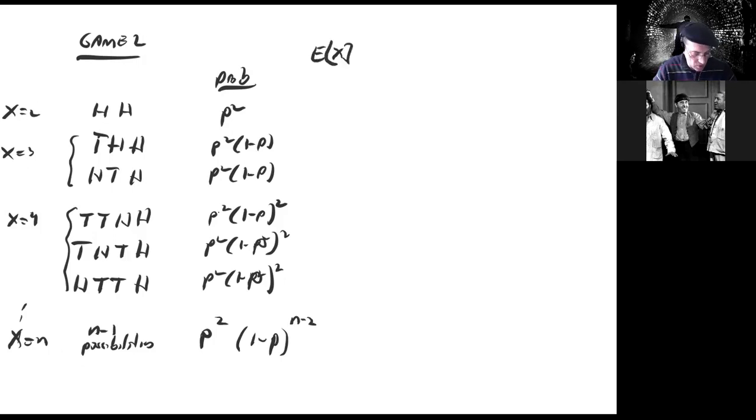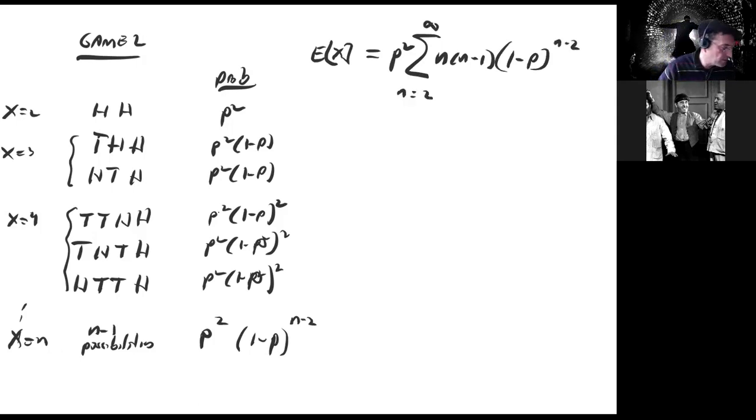You take the sum over n of n times the probability of all these possibilities. And so it's going to be n times n minus 1 times p squared. I'll bring the p squared outside. 1 minus p to the n minus 2. And n, you can check, is going from 2 to infinity here.